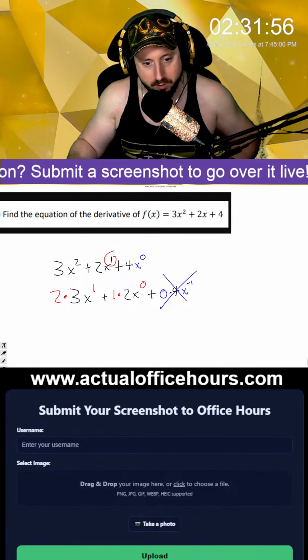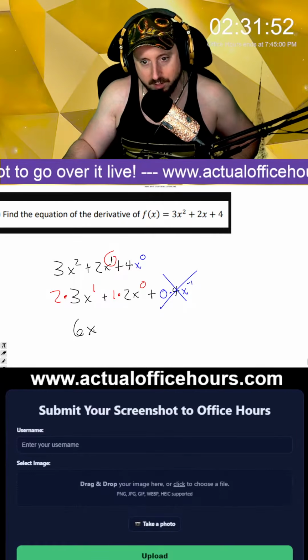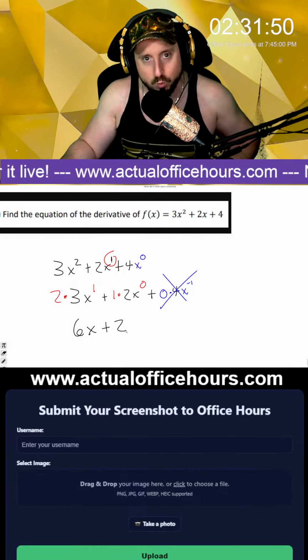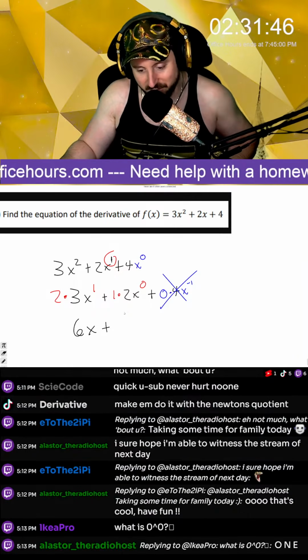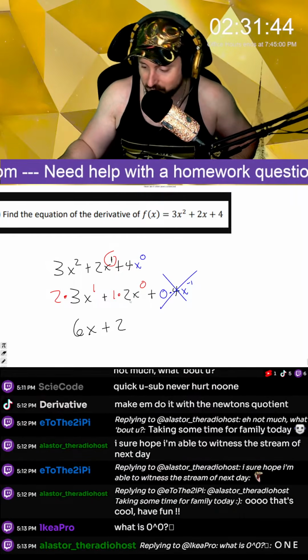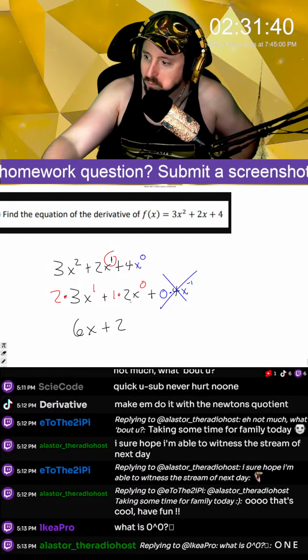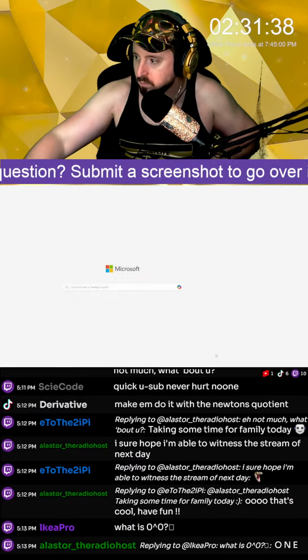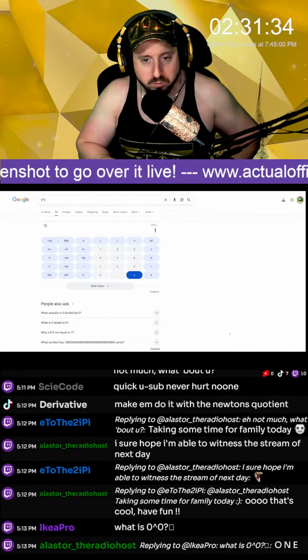So eventually what you're left with is 6x to the first, which is the same as 6x, and then plus 2. What's 0 to the 0? I think that's undefined. I think 0 to the 0 is undefined, right? Is it 1? Oh, it is 1. Oh, okay, cool.